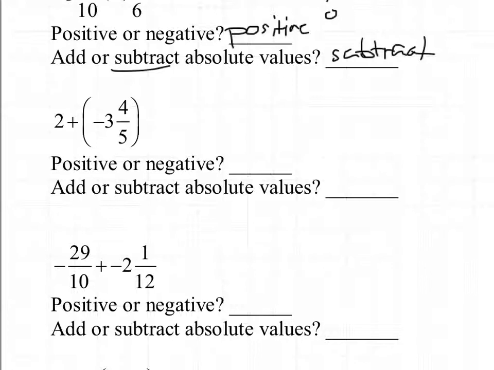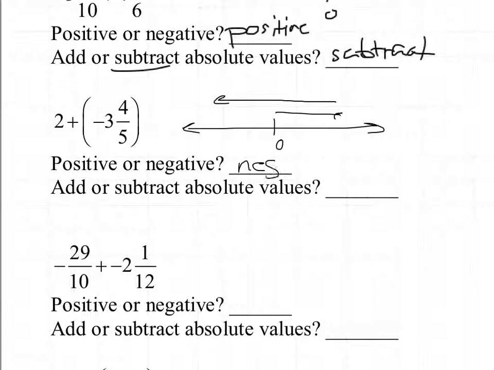All right, so looking here at this first one, have an arrow diagram, 0 in the middle. This is a positive 2, but we have a negative 3 and 4 fifths coming back across it. The negative 3 and 4 fifths is going to take us into the land of negative for our answer, and because they're cutting across from each other, I'm going to subtract these values.